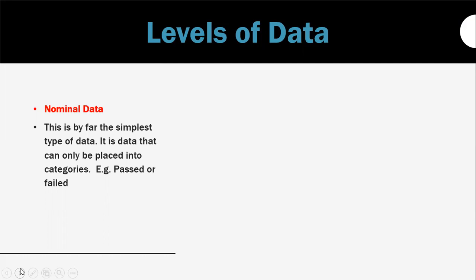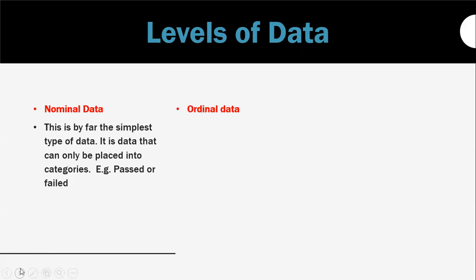You know, we don't have tall or short measurements. We don't have any measurements. All we know, we've got some tall people and we've got some short people. So really it's the most simple, and this is known as nominal data. So the only thing you can do with it is place it into categories.